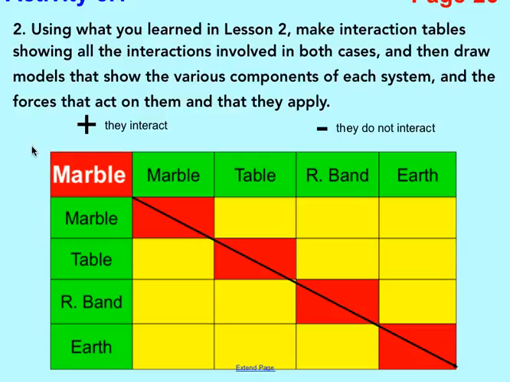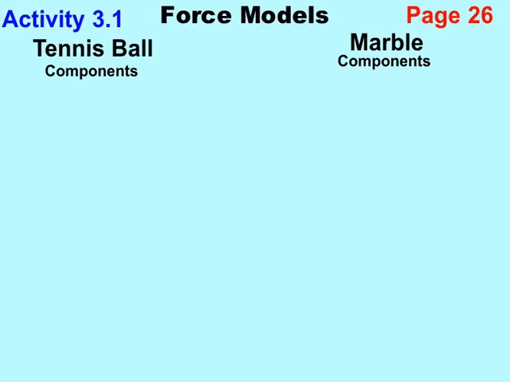All right, so now that you've finished this, the reason why the interaction table is important is because wherever you have a plus, you're going to have forces being drawn on your model. Wherever you have a minus, you won't have forces because there is no interaction. So next thing I need you to do right below those is to draw me force models for the tennis ball components and the marble components.